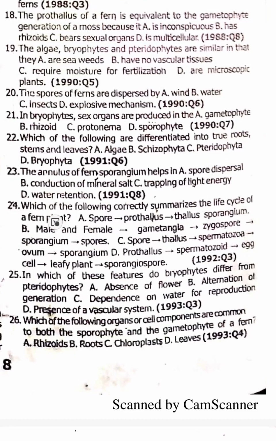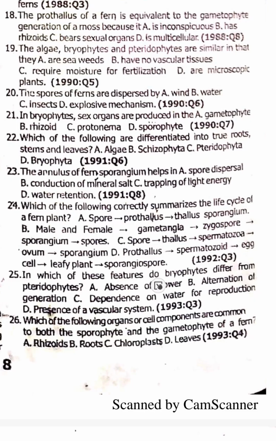24. Which of the following correctly summarizes the life cycle of a fern? You think about how the life cycle of a fern goes. Alternation of generation. Okay. 24. Prothallus first, which is like the gametophyte, spermatozoid, egg cell, leafy plant, then sporangiospore. It's not producing gametes again, it will just release those things. So option D is the correct answer. Please memorize this sequence: prothallus, spermatozoid, egg cell, leafy plant, sporangiospore.